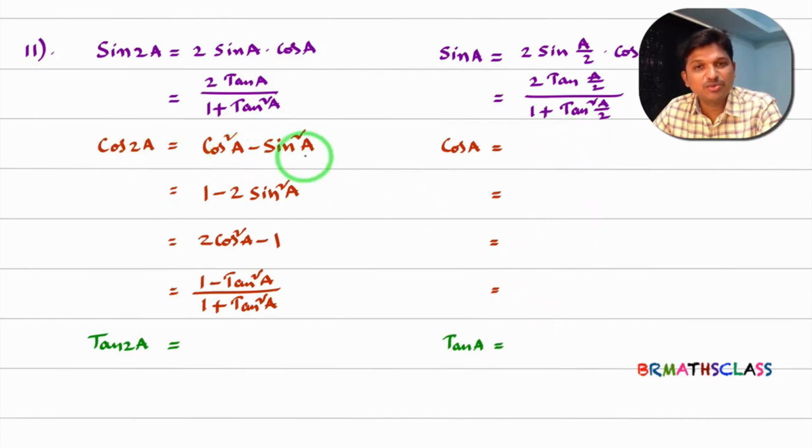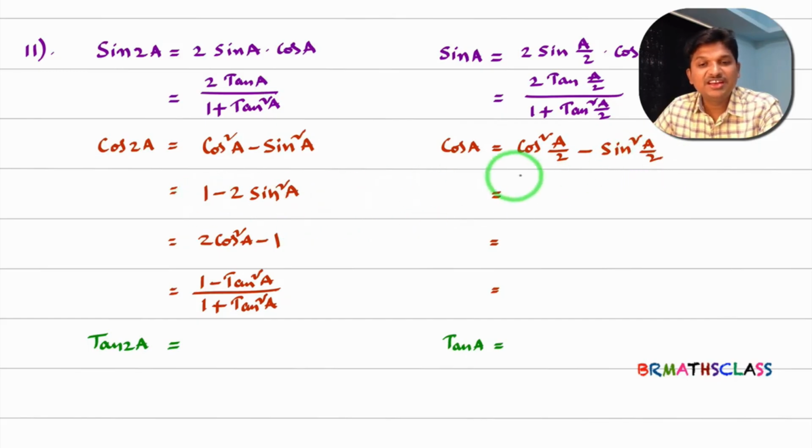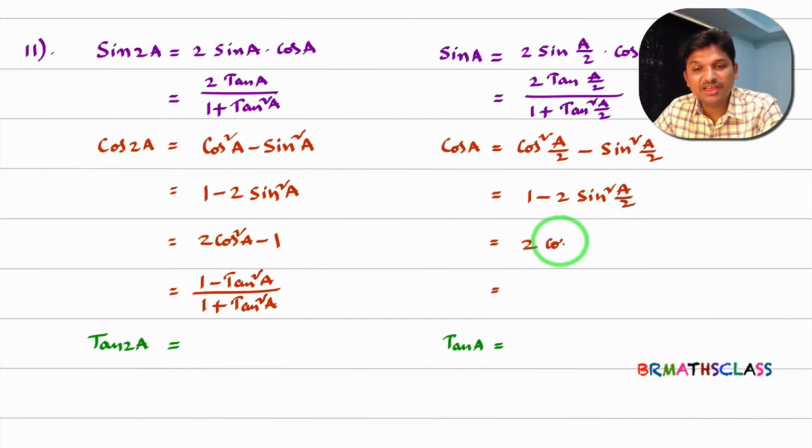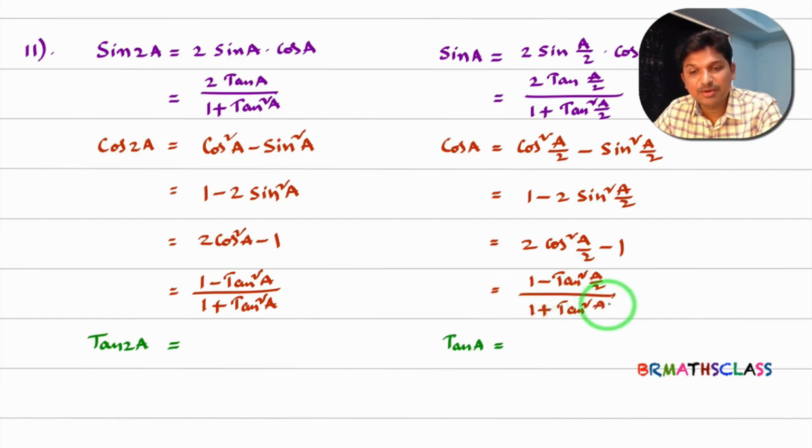Cos 2a is cos square a minus sin square a. For the cos a formula, just replace a with a by 2. Then what will you get? Cos square a by 2 minus sin square a by 2. In terms of sin, it will be 1 minus 2 sin square a by 2. It will also be 2 cos square a by 2 minus 1. In terms of tan, 1 minus tan square a by 2 divided by 1 plus tan square a by 2.